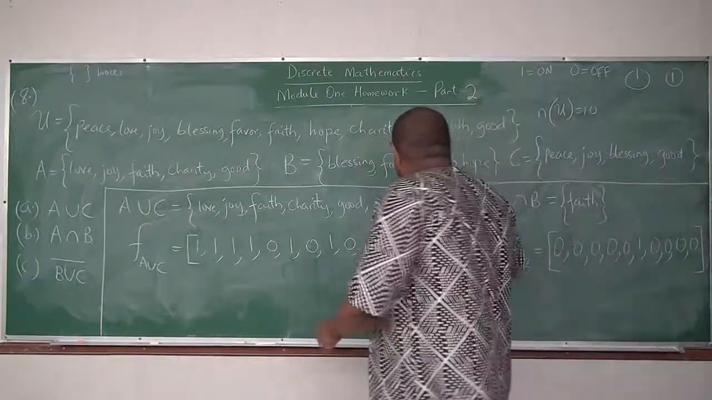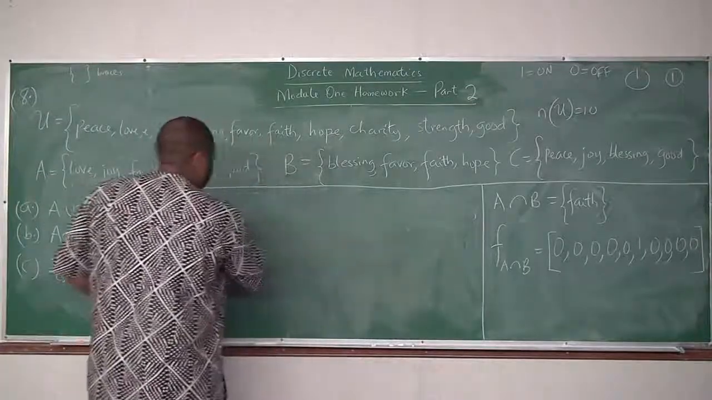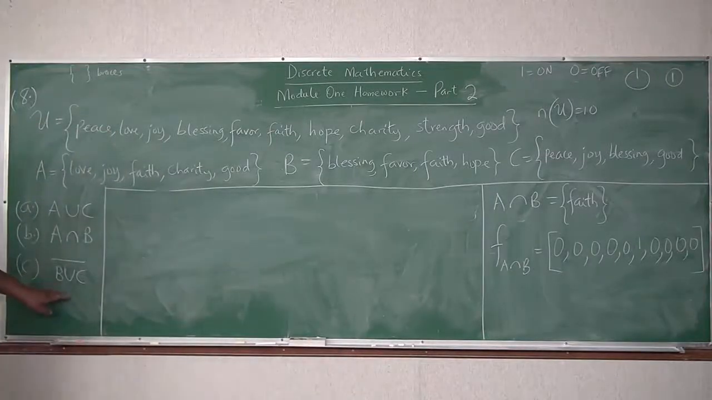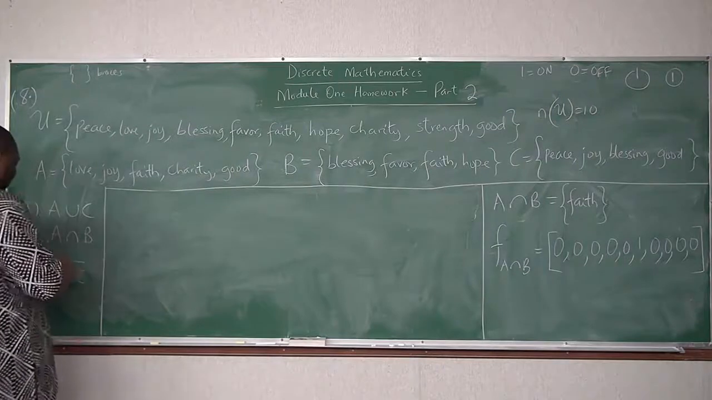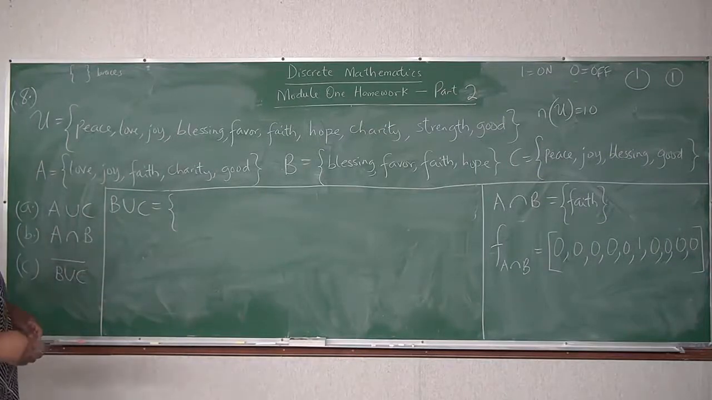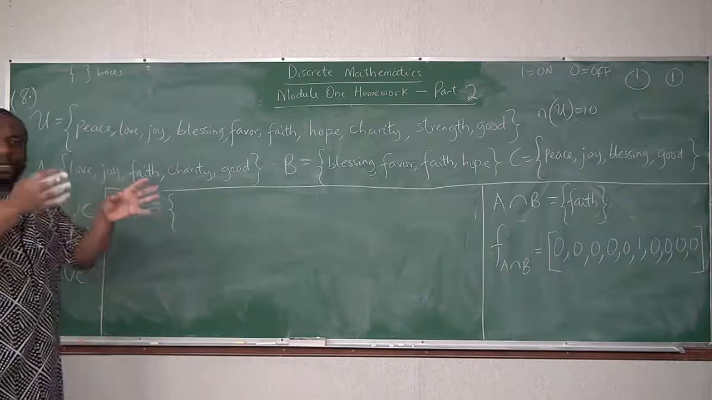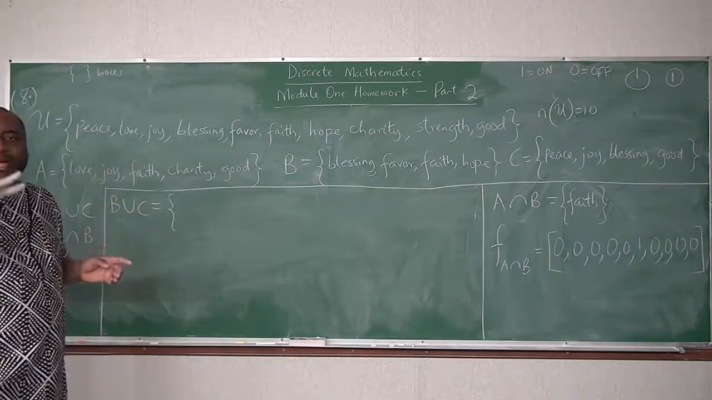Now let's do the C part. Complement of B union C. So we are going to get B union C first. Then we take the complement. Then we can write the characteristic function as an array of zeros and ones. We write B union C as the set first. Let's list it in order. We write what B has, what C has. If they have anything in common, we don't write it two times.